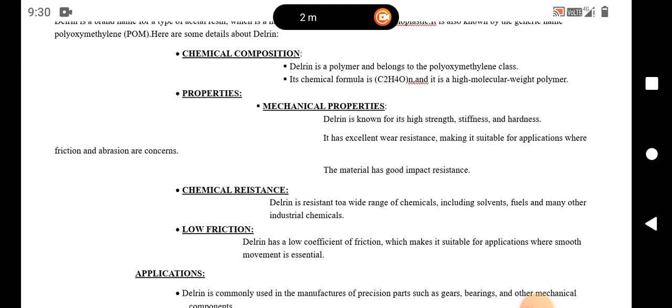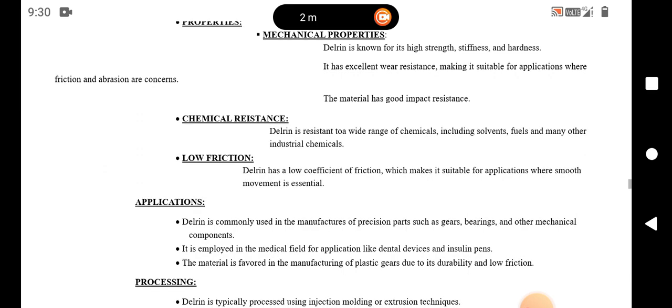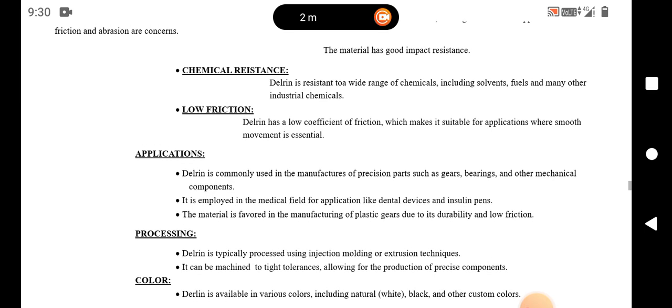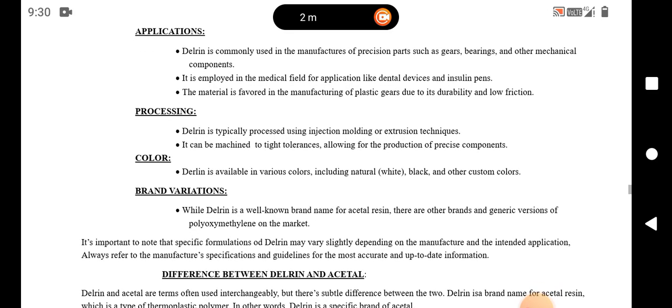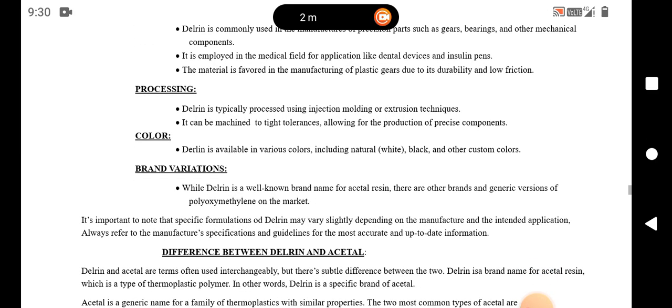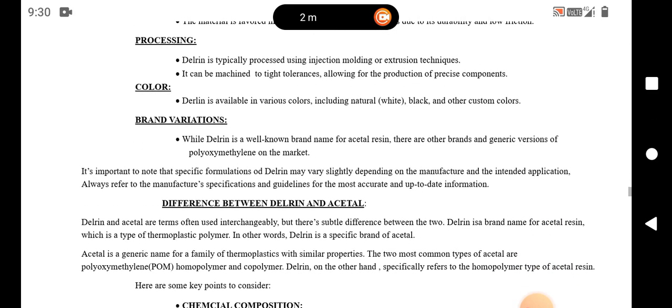Delrin is resistant to a wide range of temperatures, including solvents and many other industrial chemical applications. Delrin is commonly used in the manufacture of parts such as other mechanical components. The material is favored in the manufacture of plastic parts due to its durability and low friction. Color. Delrin is available in various colors including natural, white, black and other custom colors.